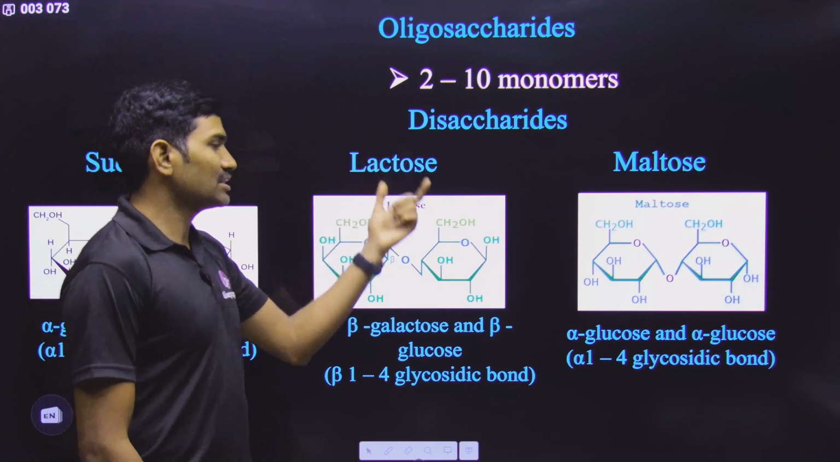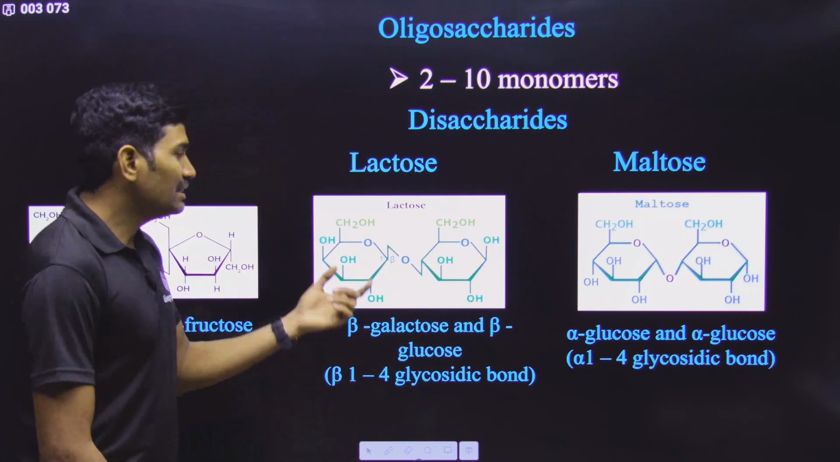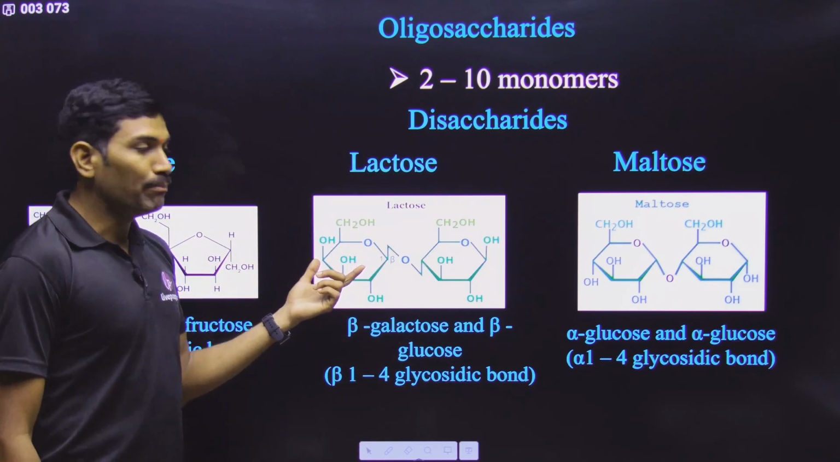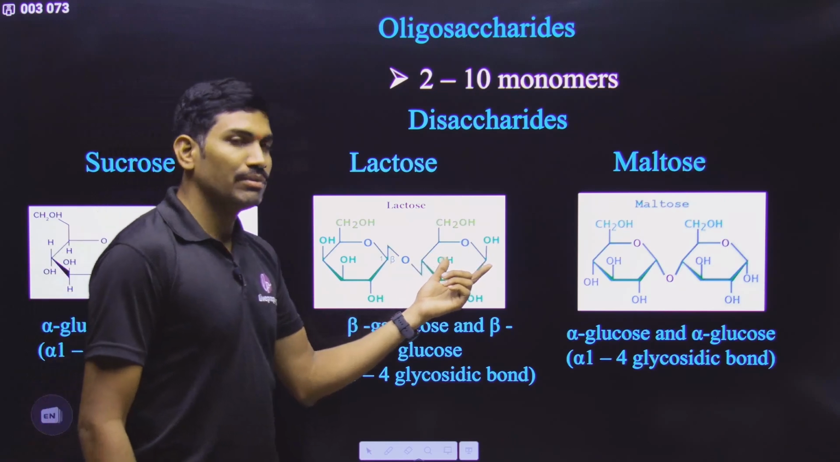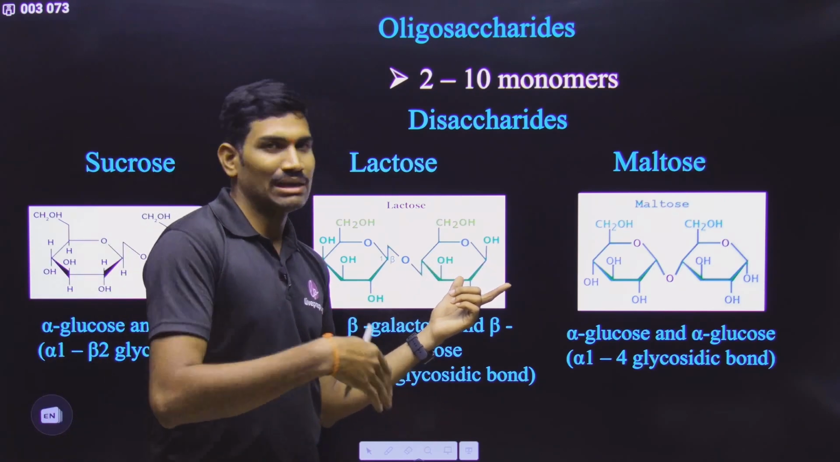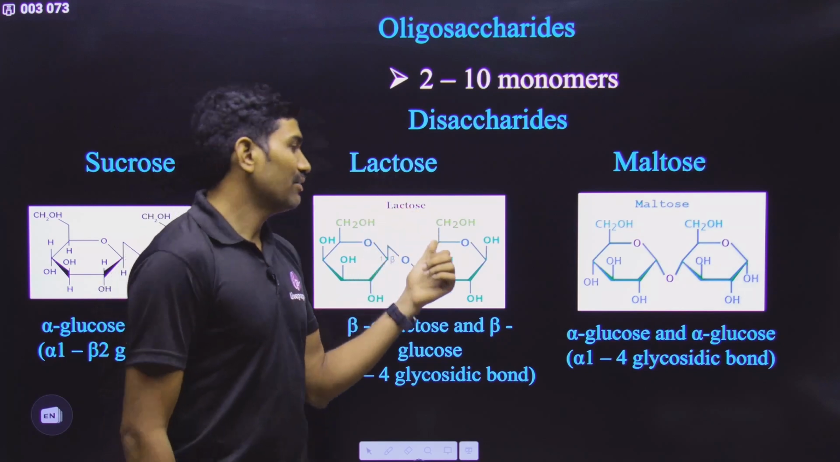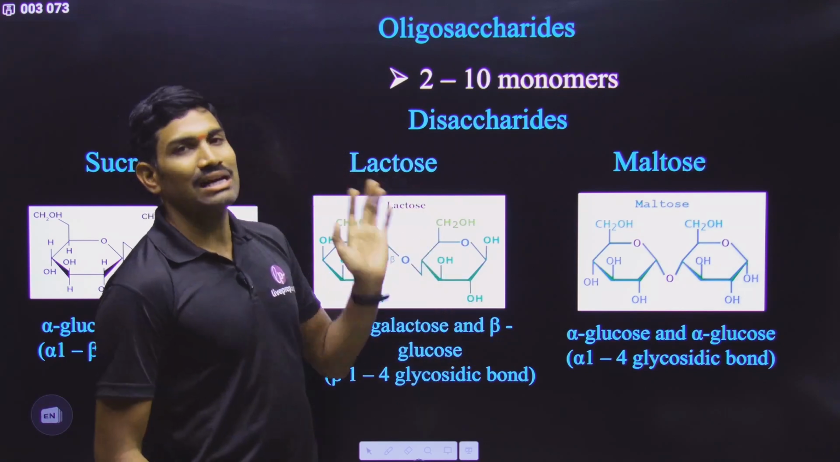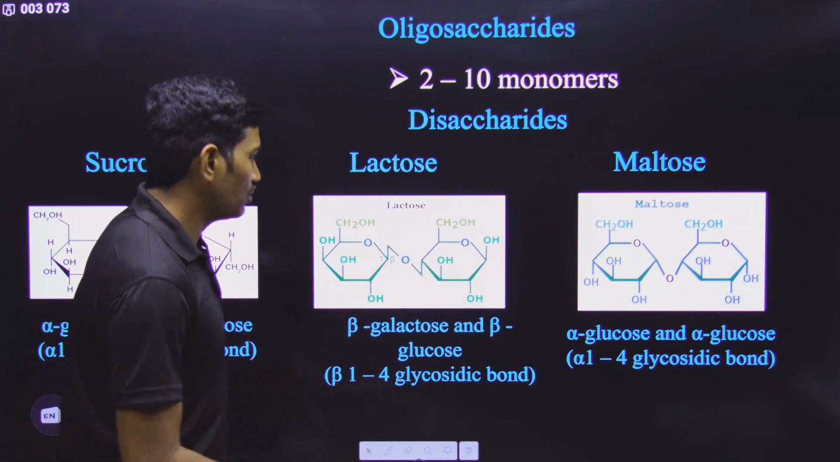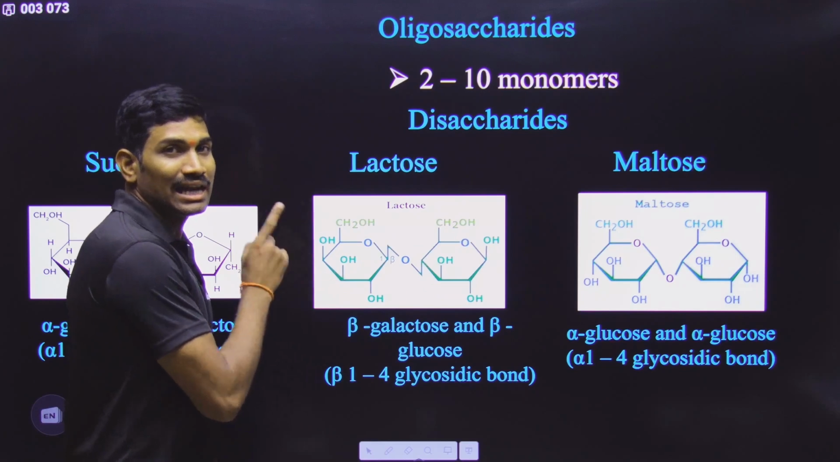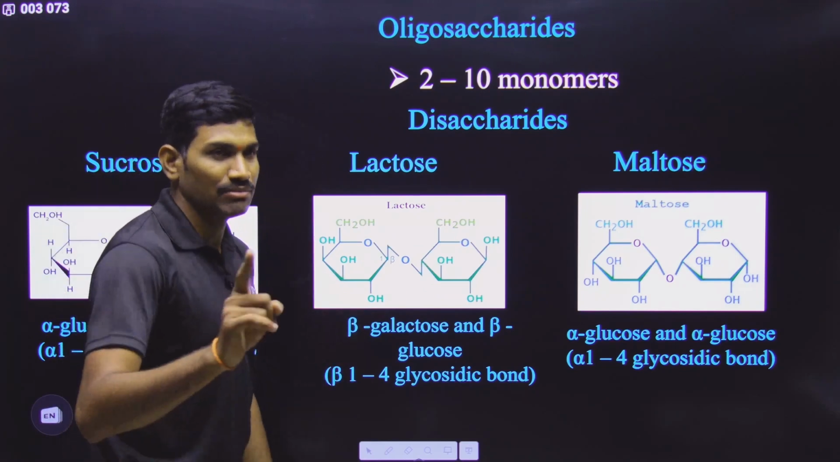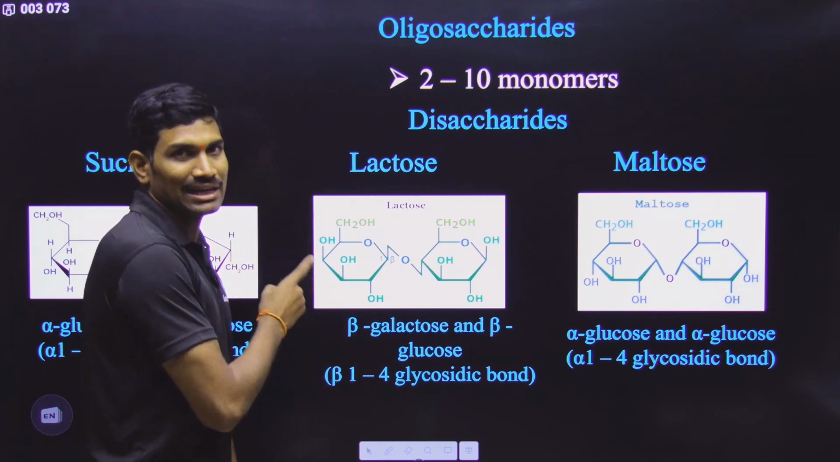Over. Next one is regarding lactose. In the case of lactose, what happens? Beta galactose, and it may be either alpha glucose or beta glucose. If it is beta glucose, it is called beta lactose. If it is alpha glucose, it is called alpha lactose. So any molecule you can use, no problem. But this galactose should be beta only. Please remember here, this is beta galactose.